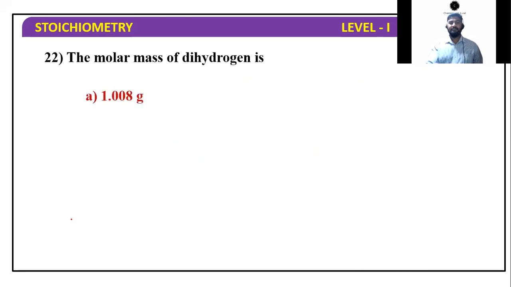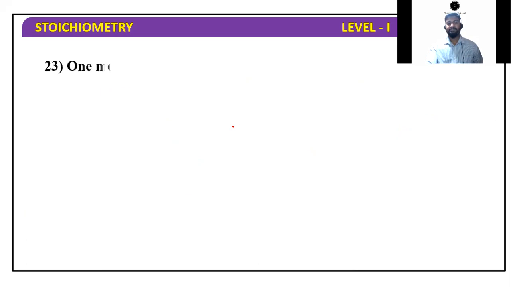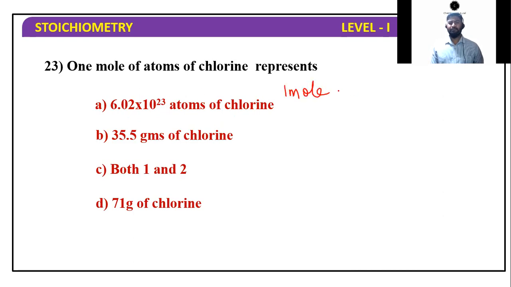Next question. What is the molar mass of dihydrogen? That you can guess, right? If hydrogen is 1, dihydrogen will of course be 2. Option is B. Good. Next question. 1 mole of chlorine atom has how many atoms? One mole of anything, like 1 mole of SOx, is 6.022 into 10 to the power 23 SOx. So 1 mole of chlorine atom will be 6.022 into 10 to the power 23 atoms of chlorine. Is this correct? Yes. Option B.